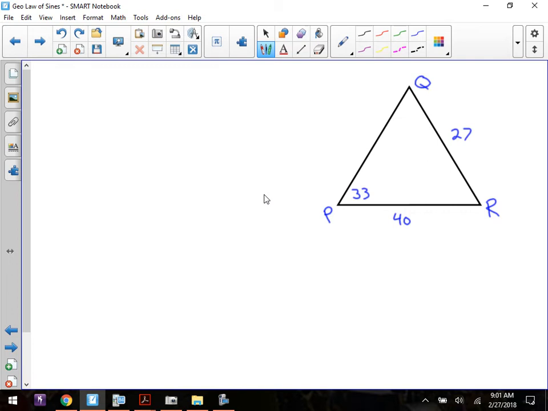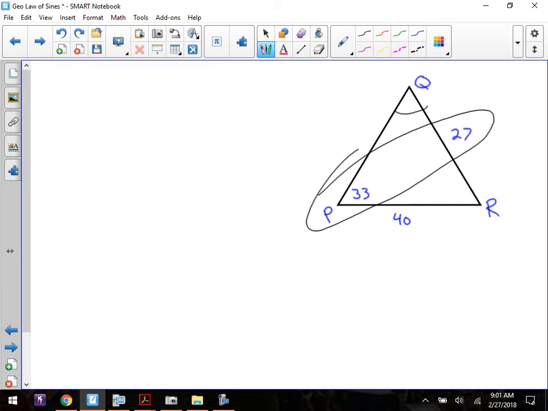What is this forcing you to find first? What is it trying to get me to find? Right, it's making me find this angle first, because we already have the angle and its side opposite. That's kind of what you're looking to be able to do here, guys.